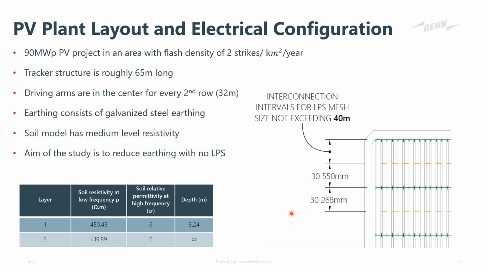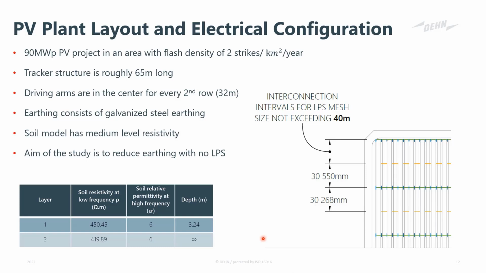The earthing in this plant consisted of galvanized steel earthing. The reason for that is that it's very cost effective, and the soil resistivity is a good indicator of the corrosiveness of the soil within the plant. And this had a medium level of resistivity, meaning that it's not very corrosive, so the galvanized steel earthing could be used. If the resistivity was very low, it would mean that it's probably corrosive, and you should use something like copper for the earthing instead of galvanized steel to still maintain the 20-year lifespan of the PV plant itself.